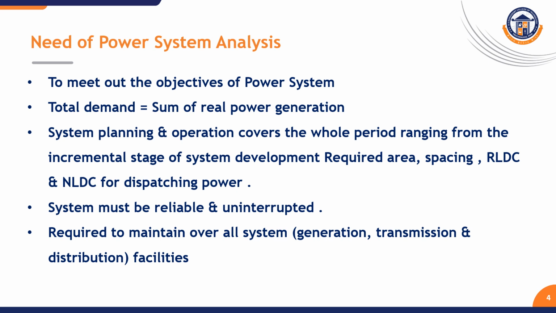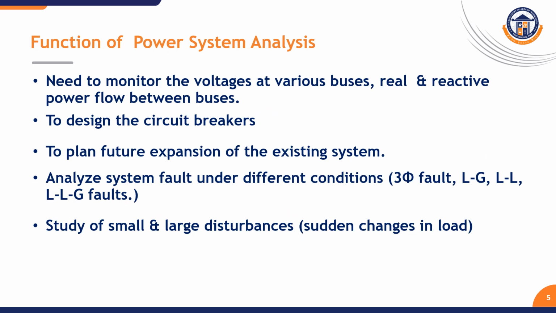In addition, the system must be reliable and uninterrupted. So here we do the power system analysis. For example, if any fault happens in the power system network, we should know how many protective devices we need. The system must be reliable and uninterrupted, and it is required to maintain the overall system like generation, transmission and distribution. Power system analysis is much helpful. So these are all the needs of power system analysis.